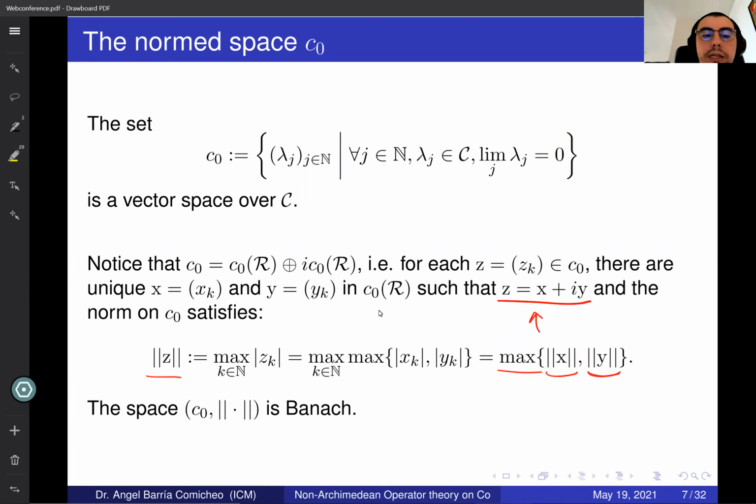The proof that this space with this norm is Banach is standard, identical to the classical case when you work with real or complex numbers. So we will be working in this Banach space.